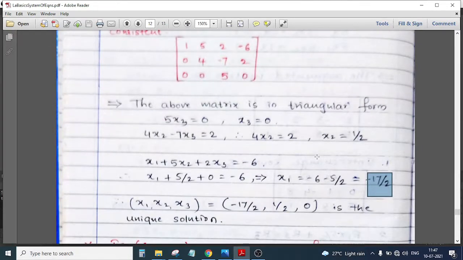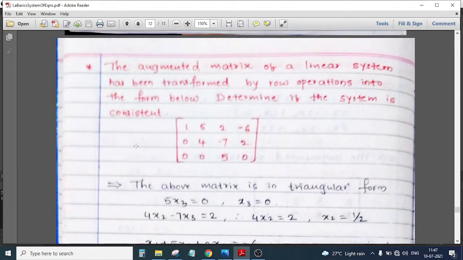That means, friends, we have got the value of x1, we have got the value of x2, we also got the value of x3. That means we have a solution. When we have a solution, it means that the system is a consistent system.